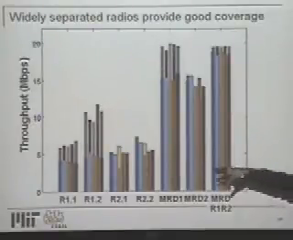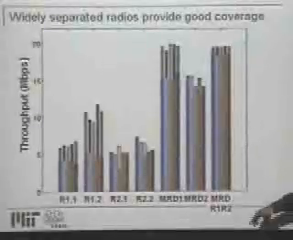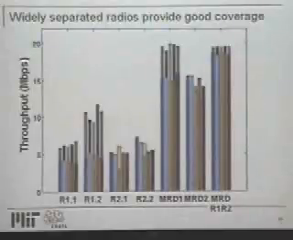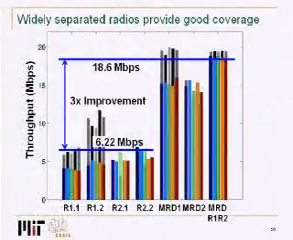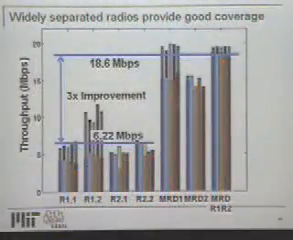That's just the location of my test area. I moved further away from R1 and closer to R2, and then you see this shift. Here I'm trying to illustrate that the widely separated radios give you this extra advantage of providing better coverage. And this is where we get the 3x improvement from, as advertised in the abstract.